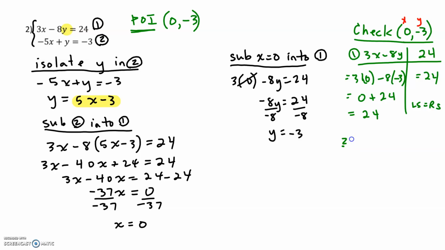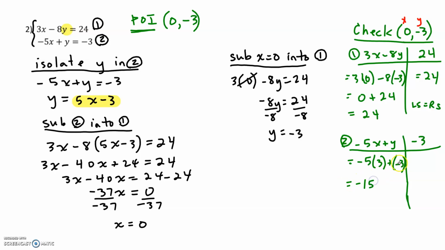Let's check the second equation. So we have negative 5x plus y on my left. And on my right, we have negative 3. So that'll be negative 5 times 3 plus, and y is negative 3. So that's going to be negative 15. A positive and a negative would be a negative 3. That gives me negative 18.